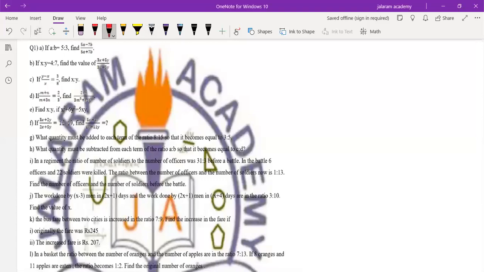So some more practical problems depending on ratio and proportion we will discuss now. The work done by x minus 3 men in 2x plus 1 days and the work done by 2x plus 1 men in x plus 4 days are in the ratio 3:10. Find the values of x.